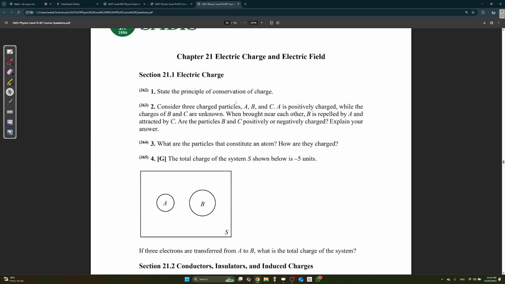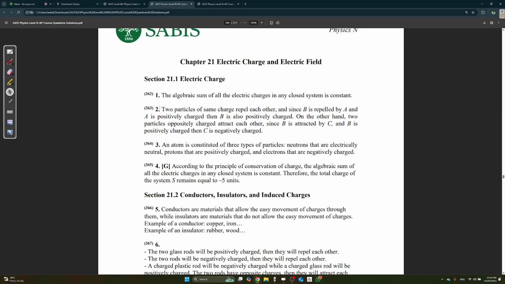Okay, consider three particles A, B, and C. I'm just going to show you the answer and you'll figure it out yourself, because the grade sixes know how to do this question.